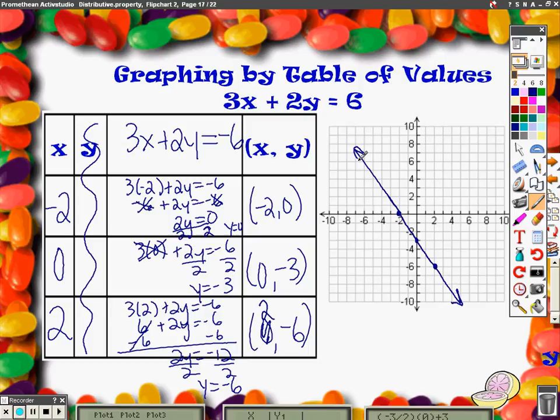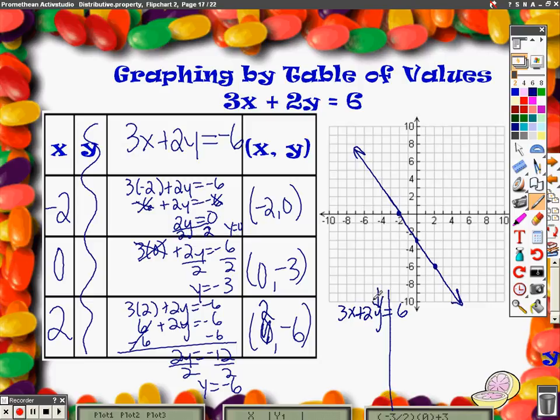I'm going to show you an even faster way. It works to do it this way. It's helpful to do it this way. The table of values works all the time. But sometimes it's helpful just to have another method for doing this. And of course, I'm going to use a calculator. But in order to use a calculator, you always have to solve for y.